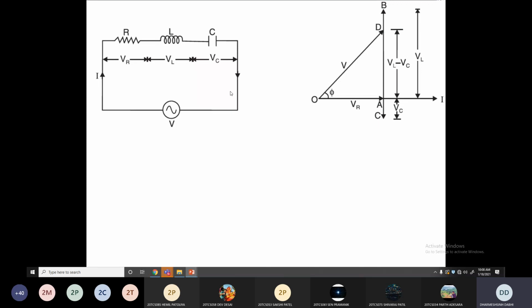Yes, because we assume that the voltage drop across the inductor is larger. Exactly opposite, suppose the voltage across the capacitor is more as compared to the voltage across the inductor.